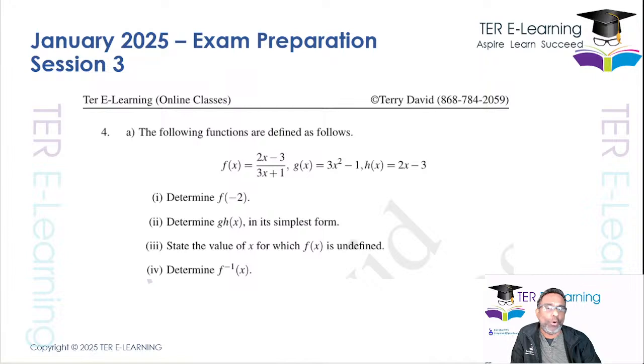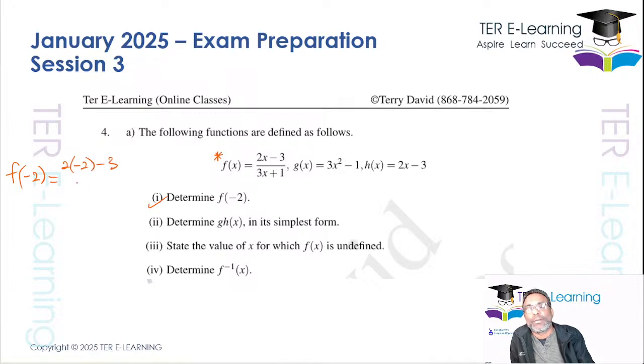All right, question 4 is typically our functions question. So I have 3 functions here, f, g, and h. The first thing we want to work out is f of -2. If you want to find f of -2, all you need to do is plug -2 into that formula. So f of -2 is going to be 2 by -2 minus 3, all over 3 by -2 plus 1.